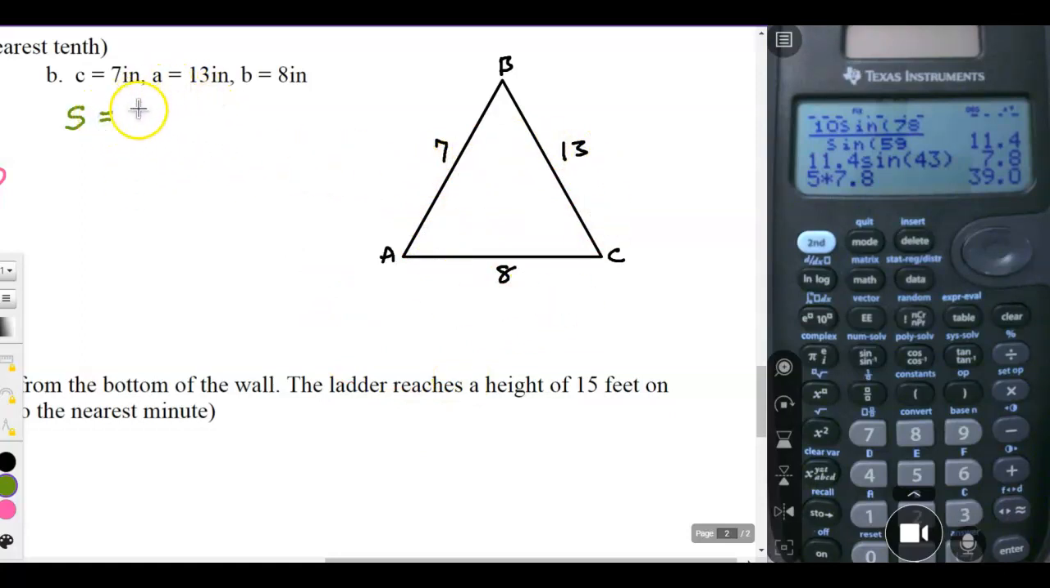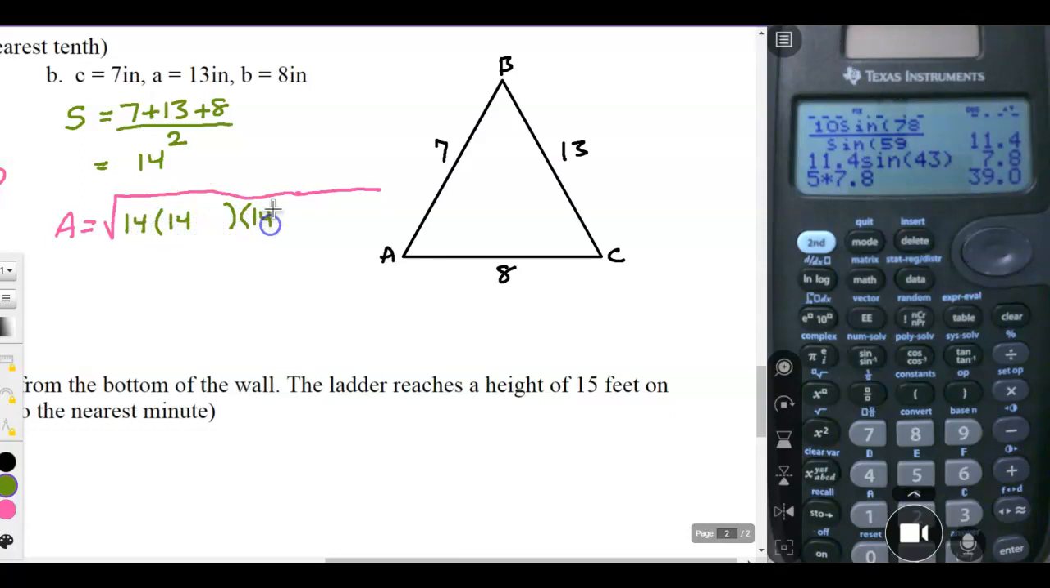So semi-perimeter, which is half the perimeter. So 7, 13, which is 20. 20 plus 8 is 28, all divided by 2. 28 over 2 is 14. And then we have our area formula. That's going to be the square root of 14 times 14 minus the first value times 14 minus the second value times 14 minus the third value. I'm just putting each of these in here in any order, it does not matter.